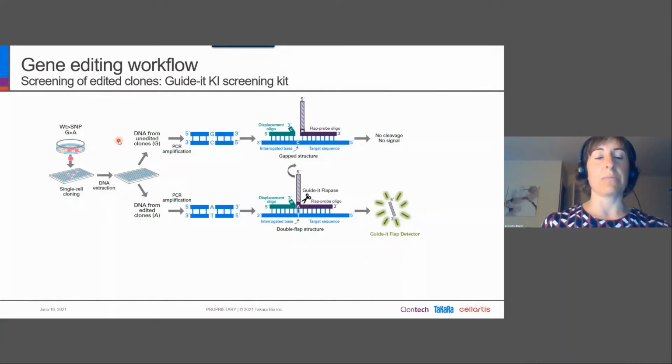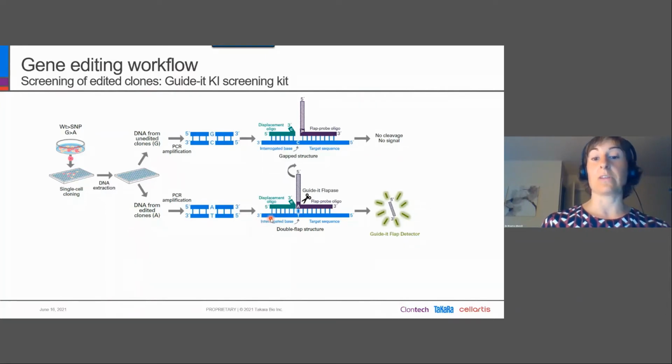So I will just follow through the workflow of this kit. Imagine you want to introduce a G to an A mutation. After the edit, single cell clone isolation and expansion, we will copy the plate. Then from a 96 well plate, we will extract the genomic DNA and PCR amplify the region of interest. This PCR product is then hybridized with two probes. These probes are standard oligos that you can order from any synthesis company, and they depend on your sequence. At Takara Bio, we have an online tool that allows you to design these probes just by entering your target sequence.